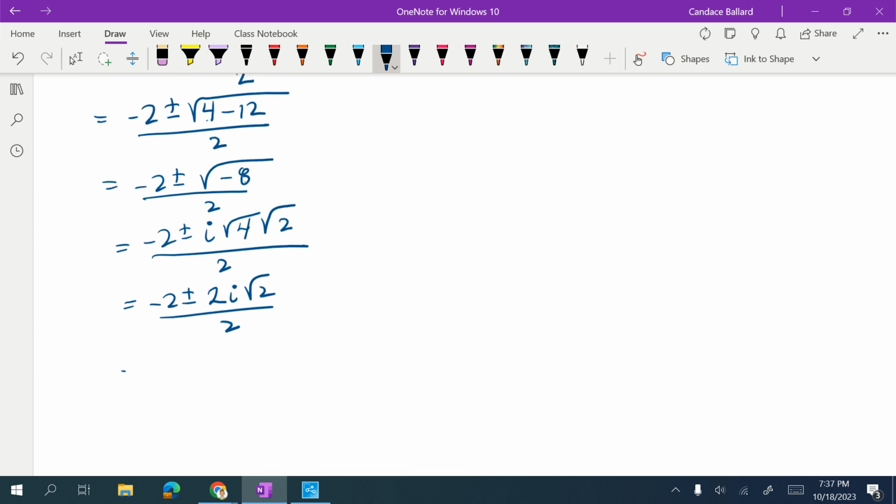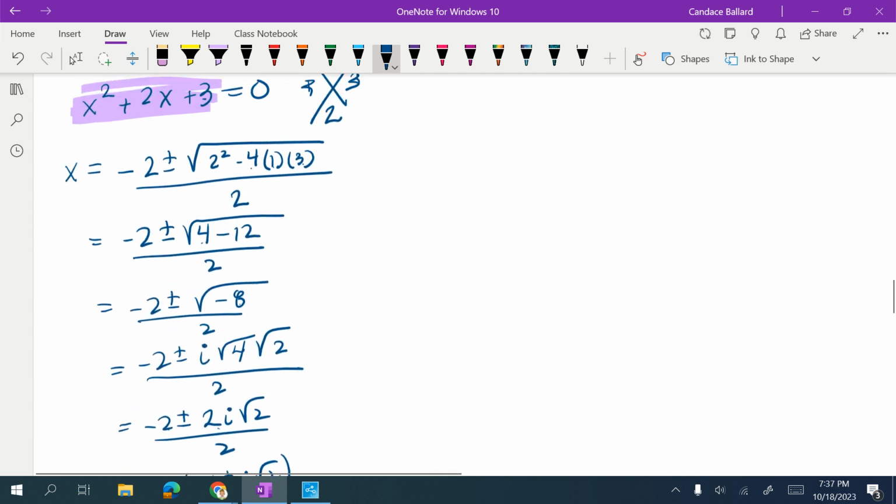And then finally, I'm going to take out a greatest common factor of 2. So that would be negative 1 plus or minus. I take a 2 out here, i square root of 2 over 2. And then finally, these 2's cancel. You get negative 1 plus or minus i square root of 2. That was a lot of work.